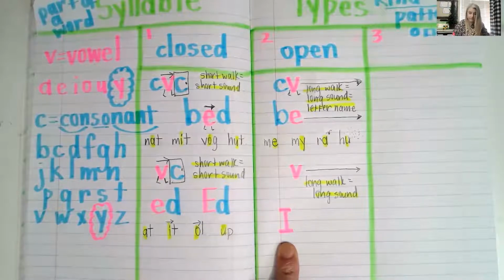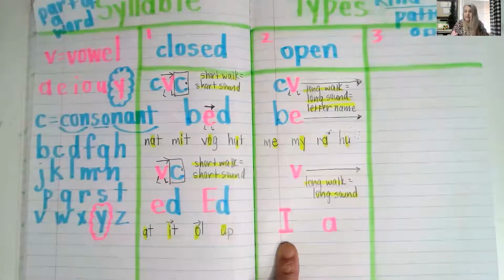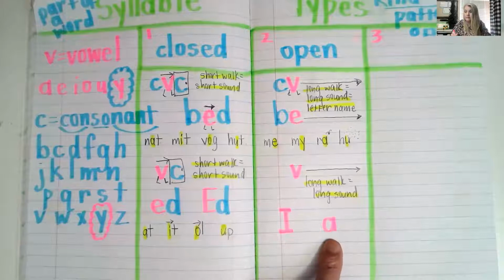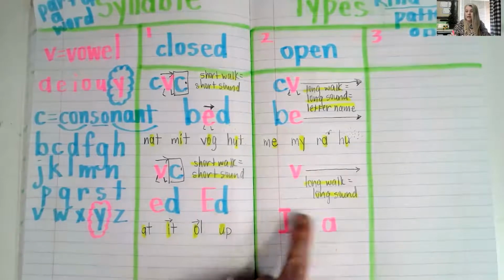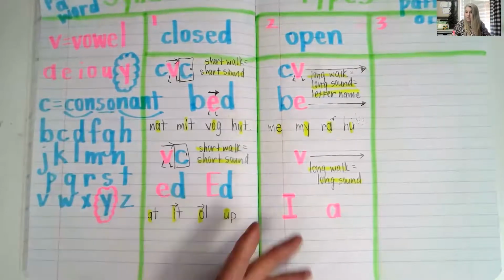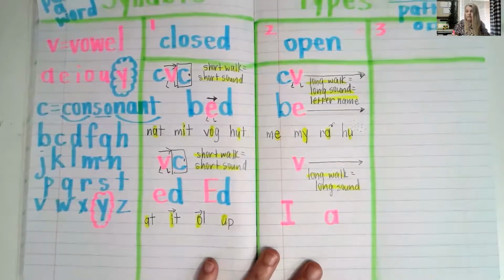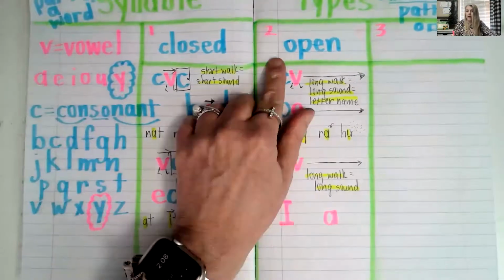What about, here's another one. I would like a piece of cake, please. You don't say, I would like a piece of cake, please. You say a. Long walk, long sound, vowel by itself. And then it can go into a word and be a part of a word, like listen to the word open. Oh, look at that.